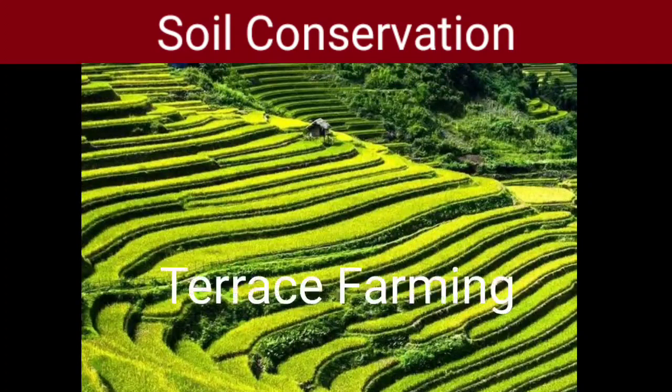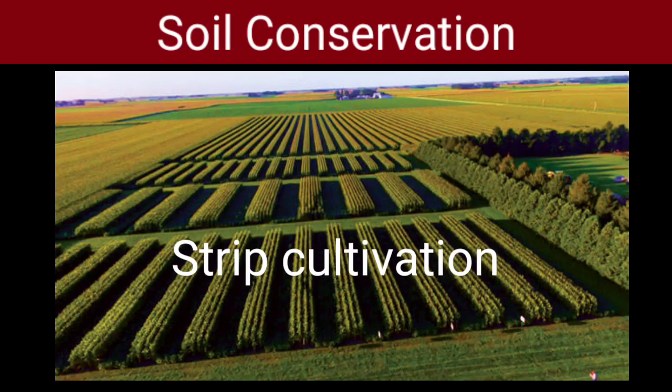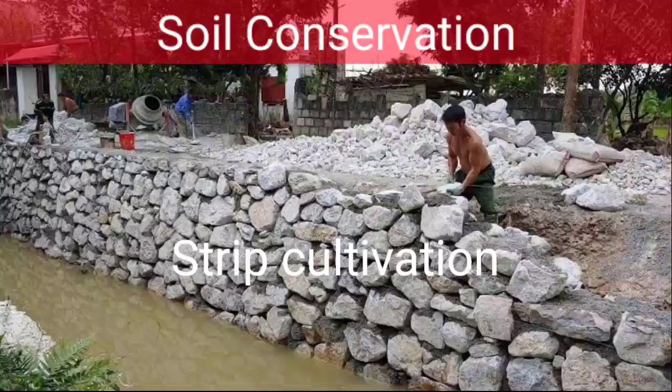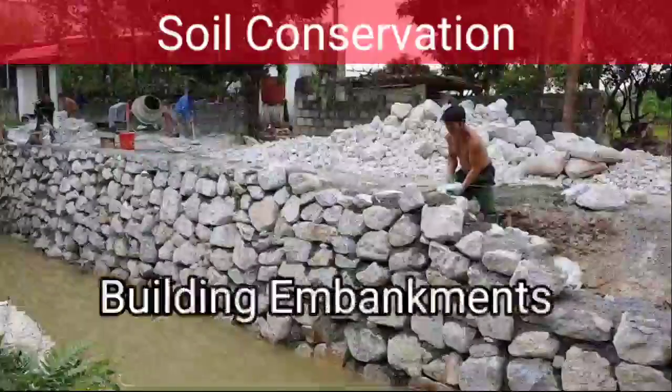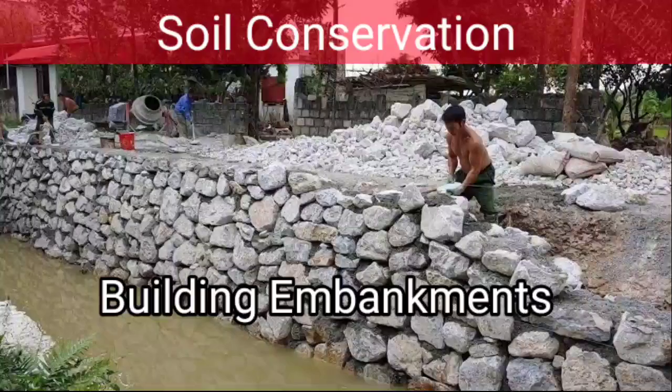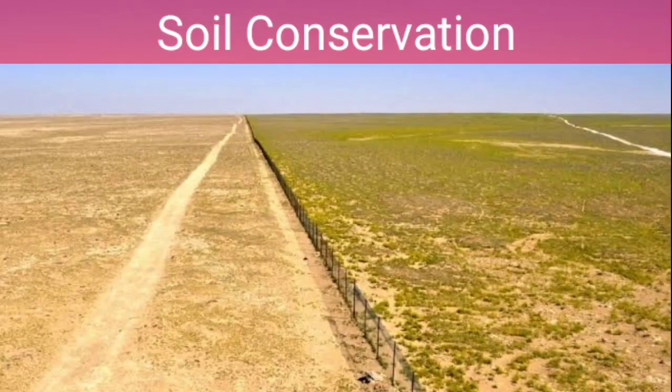Similar to contour plowing, we have terrace farming, which also checks the flow of water, and strip cultivation also checks the flow of water, as well as building embankments in the gullies, which will stop the widening of the valleys and check soil erosion. Restrictions on overgrazing is also one of the ways we can protect against soil erosion.